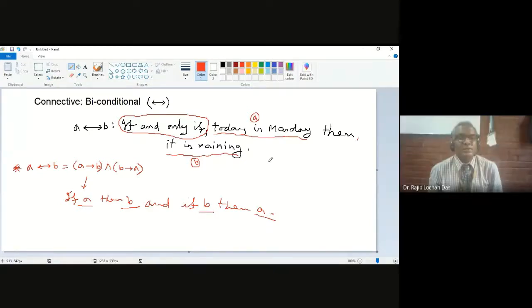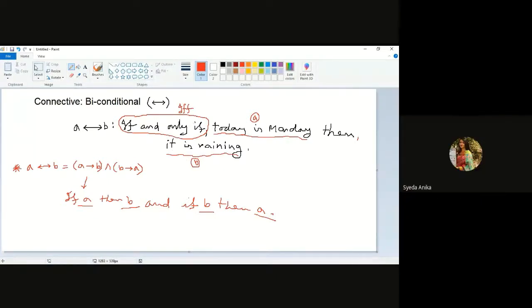There is another trick also. You can write this if and only if as a single word, IFF, like that. IFF means if and only if. This is not an English word; this is especially from mathematics. So if you use IFF, that means if and only if. Is that clear?